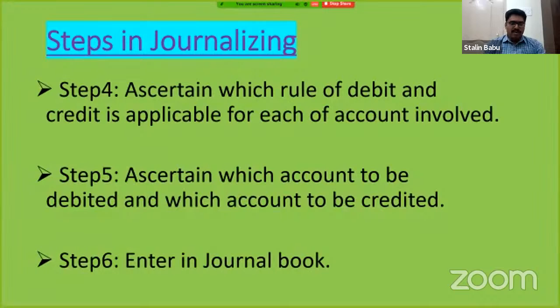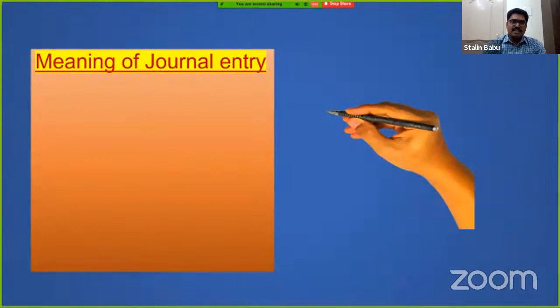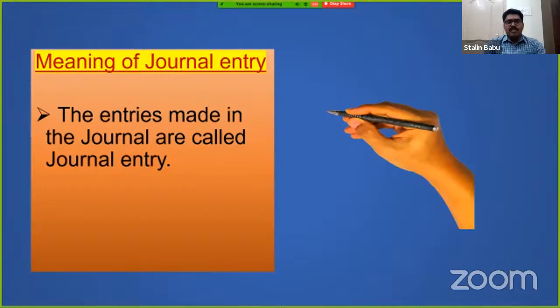Before going to the problem, let us see the topic journal entry. Meaning of journal entry. What is meant by entry? Entry is nothing but writing in a book. Journal entry means the entries made in the journal book are called journal entries.